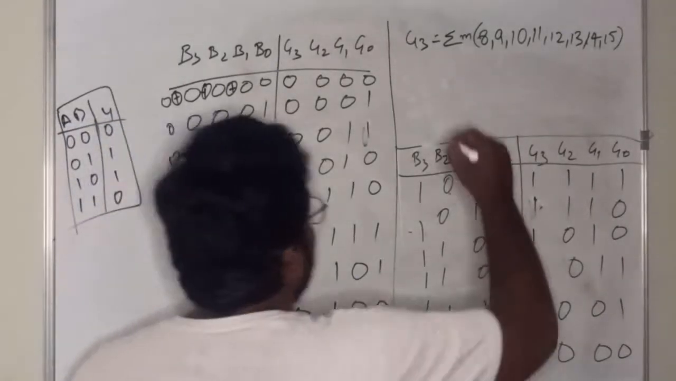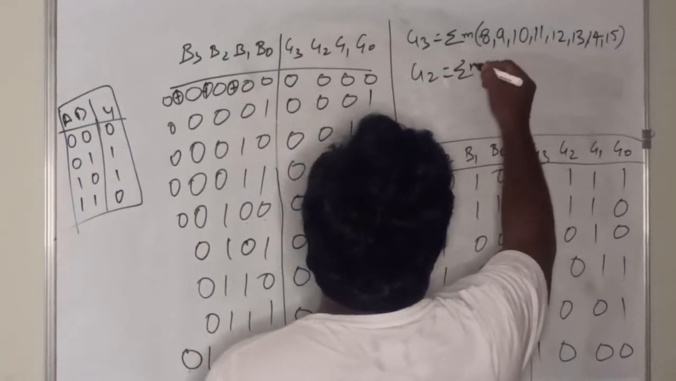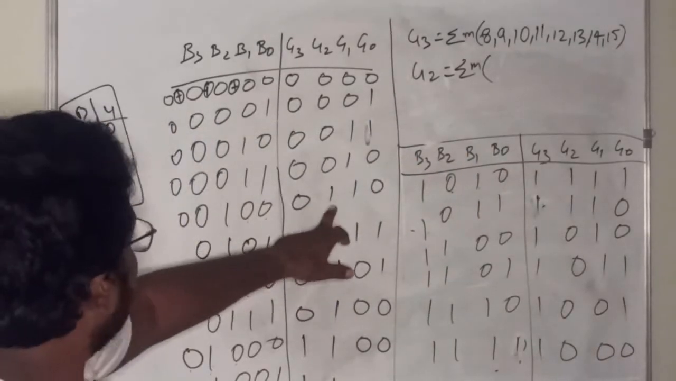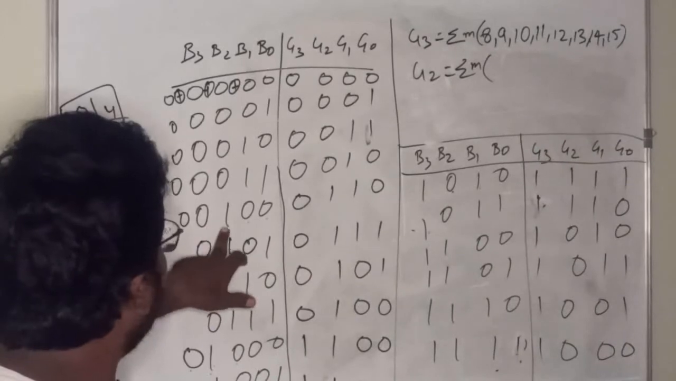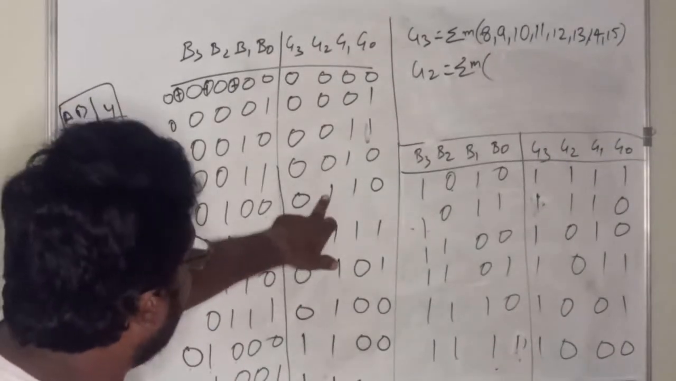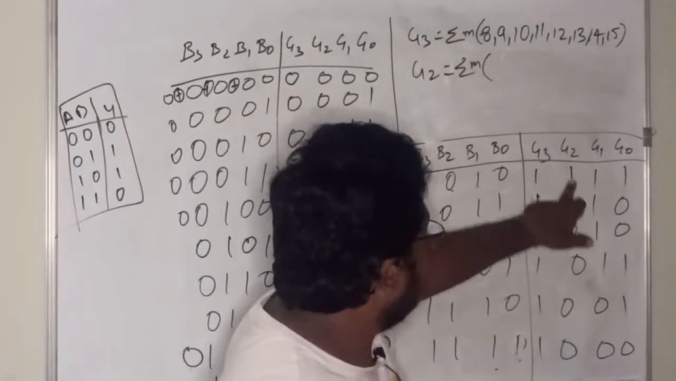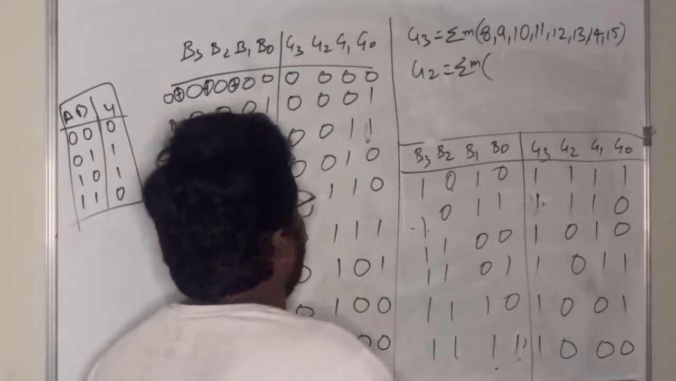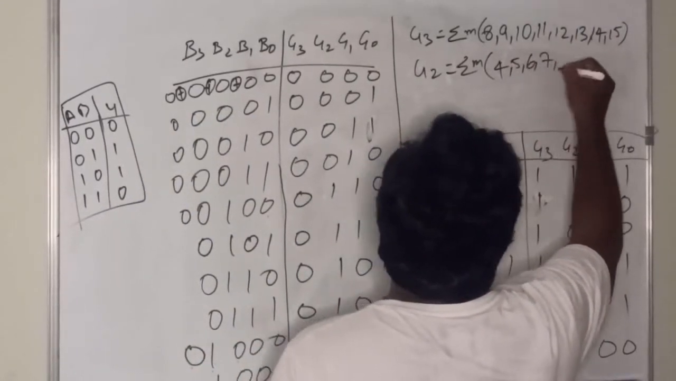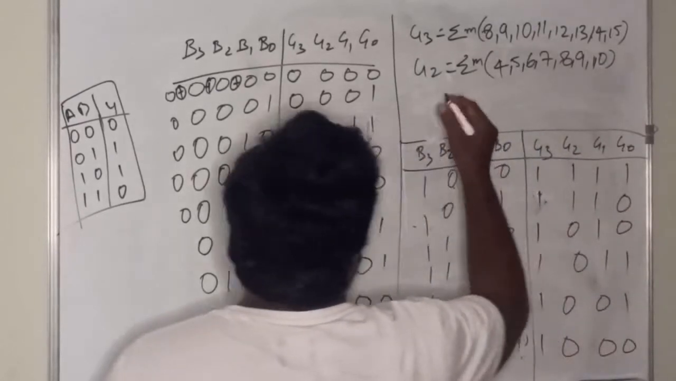So for G2, summation of, so for G2, here it is 1 when it is 0 1 0 0, so it is 4, next 4, 5, 6, 7, 8, 9 and 10, right? So 4, 5, 6, 7, 8, 9 and 10 are the minterms for G2.